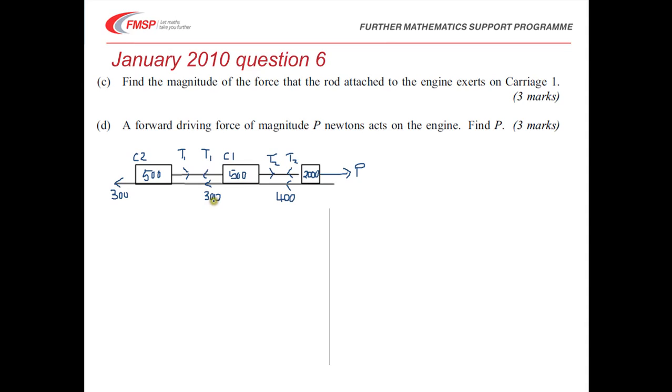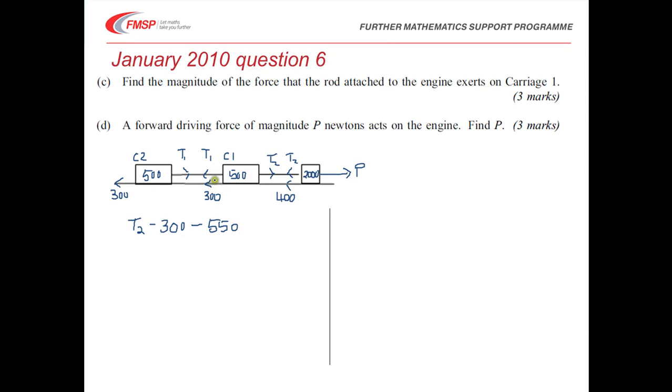Okay, so what we're actually trying to find this time is T2. So T2 will be equal to, well, it's going to have resistance forces, but so there's a minus 300 here acting on the carriage 1, but there's also this total force that we've just found that carriage 2 is going to exert, which is 550.